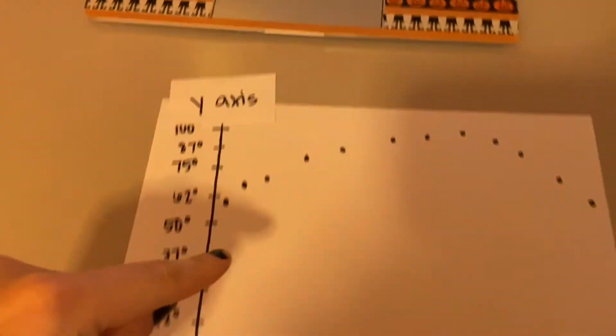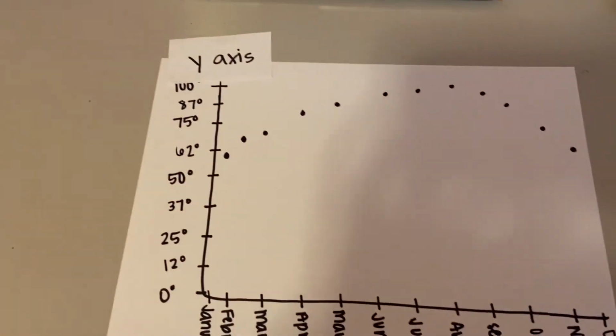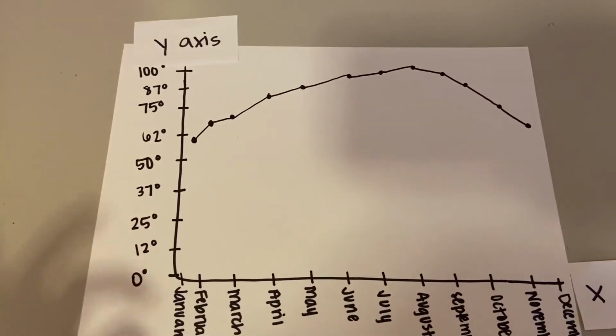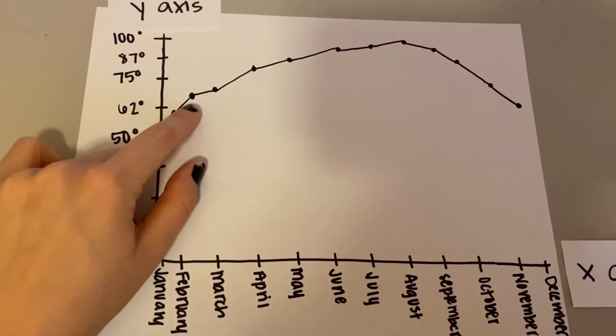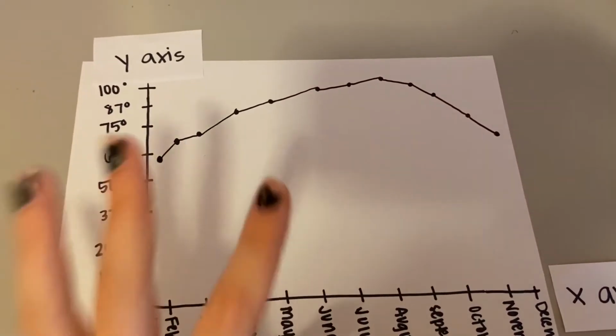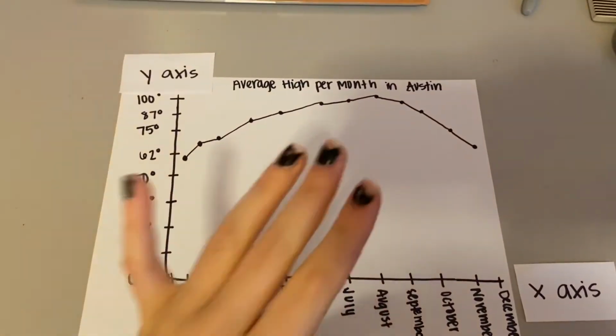Now that I have all my plot points on here, I'm going to connect these using straight lines. So now you should have something like this. What this is representing, instead of looking at a table like that, if I wanted to just use my graph, I would come to the month and I would come to the plot point, and then I would see what temperature is about the average high. And so that's what I'm going to put for my title. So here we go: average high per month in Austin.